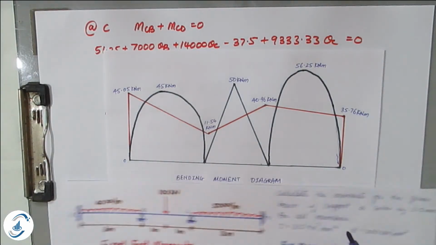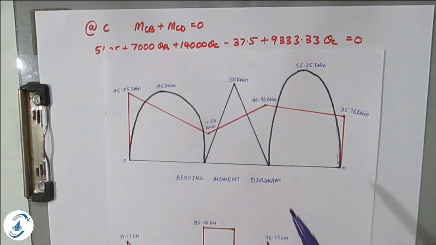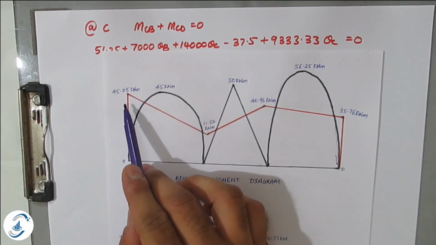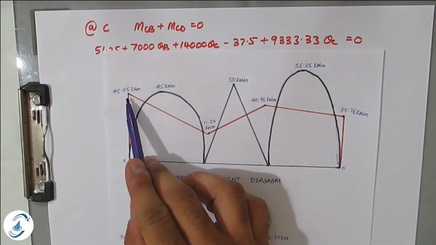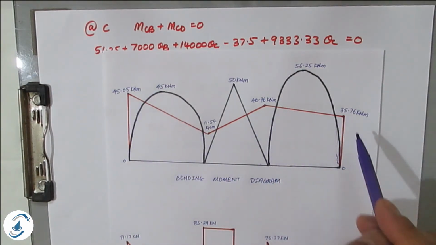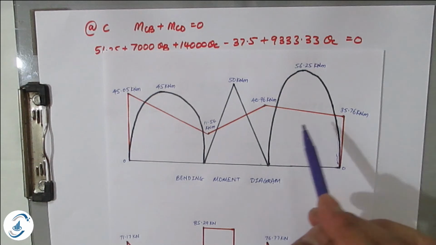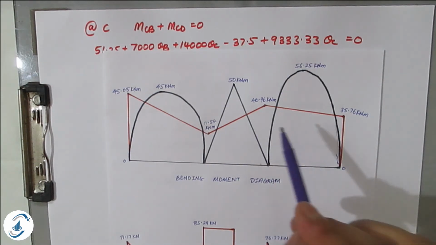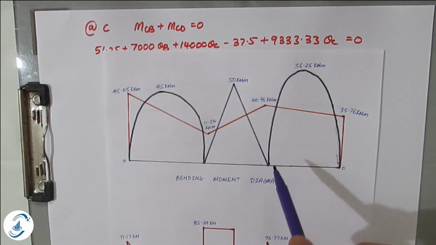Now what we have to do is, whatever end moments you got, you have to overlap and mark the points in such a way that all are connected, and that will be your net bending moment diagram. So this is how your bending moment diagram should be drawn.